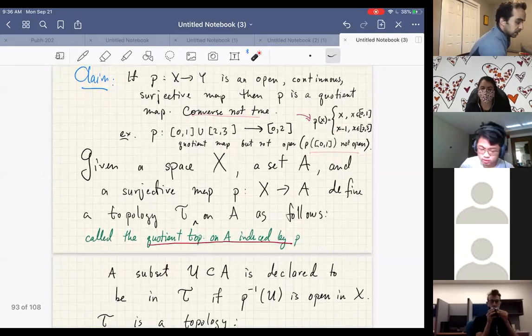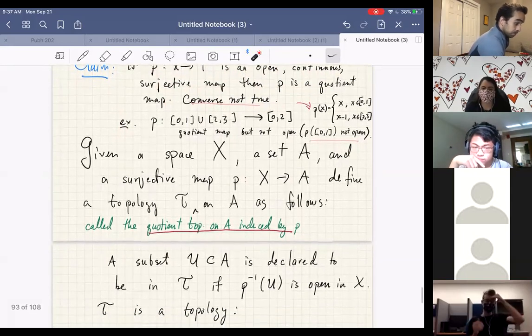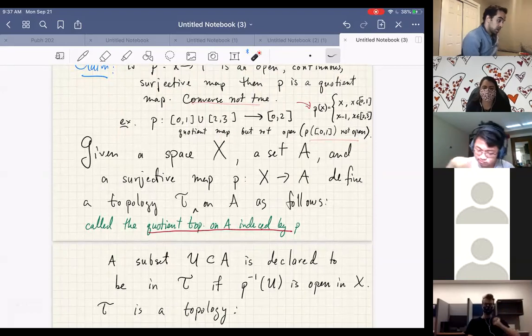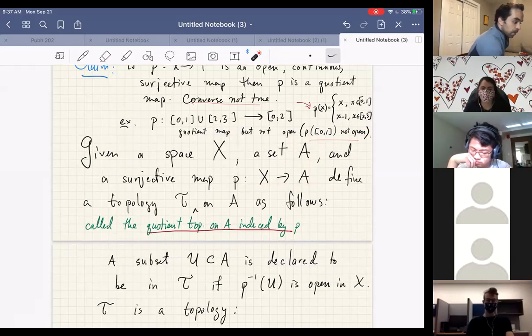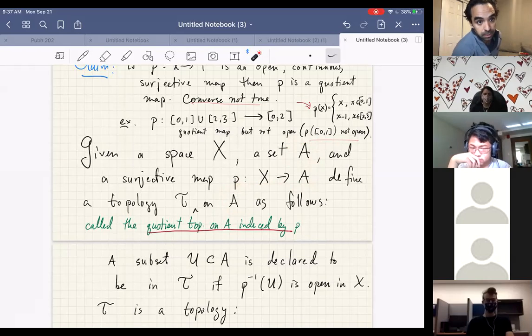We proved that if P is a continuous surjective map, which happens to be open, then P is a quotient map. But the converse is not true, and we gave a counterexample of a quotient map which is not open. Then if we have a space X, a set A together with a surjective map from X to A, we can define a topology on A called the quotient topology that makes P a quotient map, right?